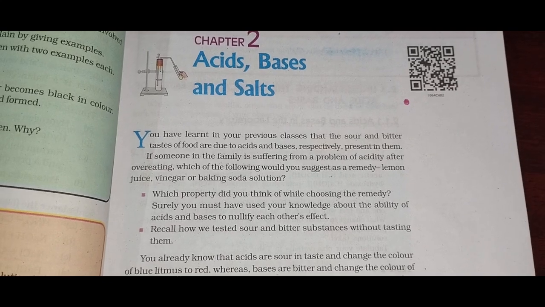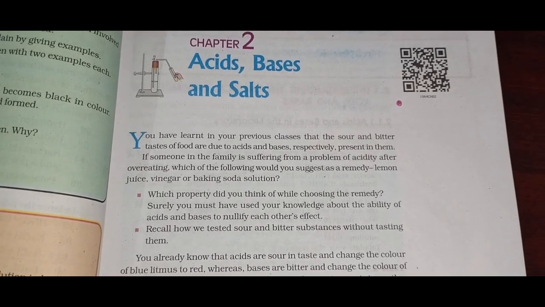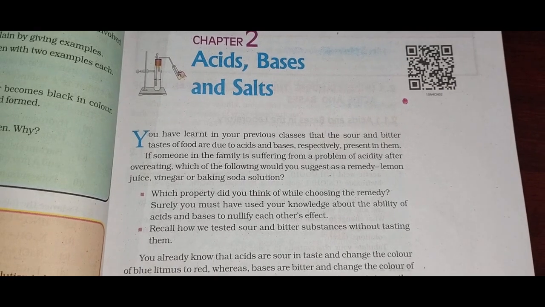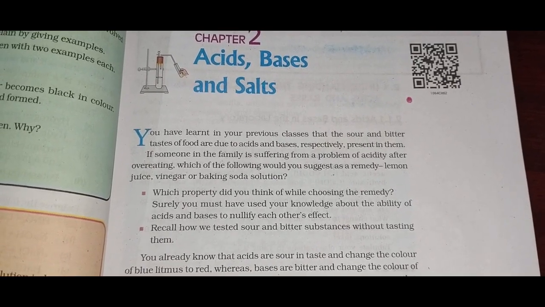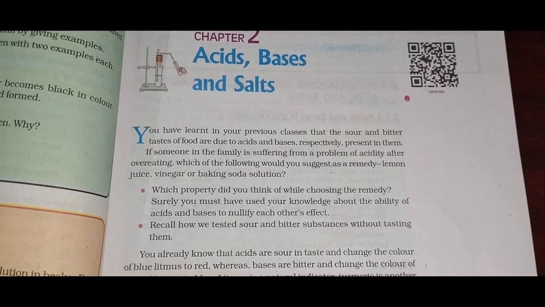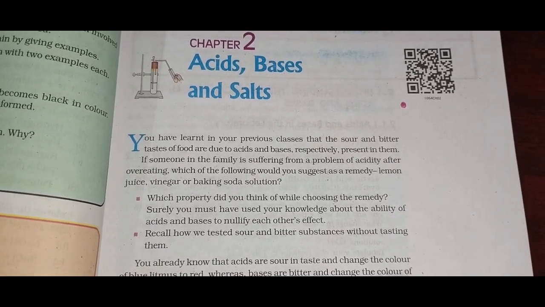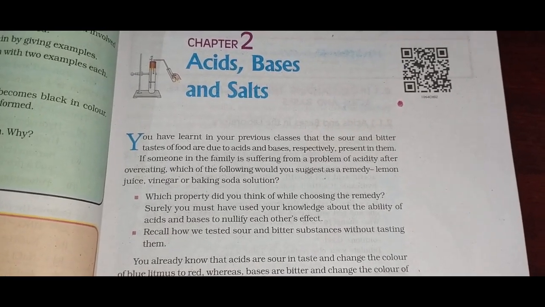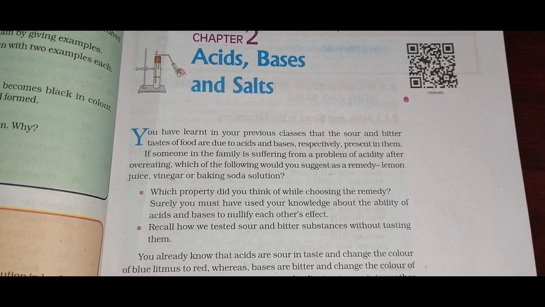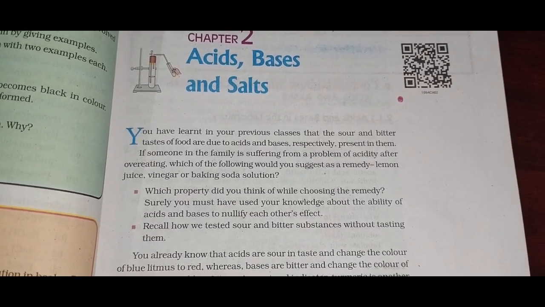So which property did you think of while choosing the remedy? What property did we use? If acid is there, we have to use base, so that it gets neutralized. Surely you must have used knowledge about the ability of acids and bases to nullify each other's effect. We discussed that acids and bases, when they react with each other, nullify each other's effect, that is, they neutralize each other.